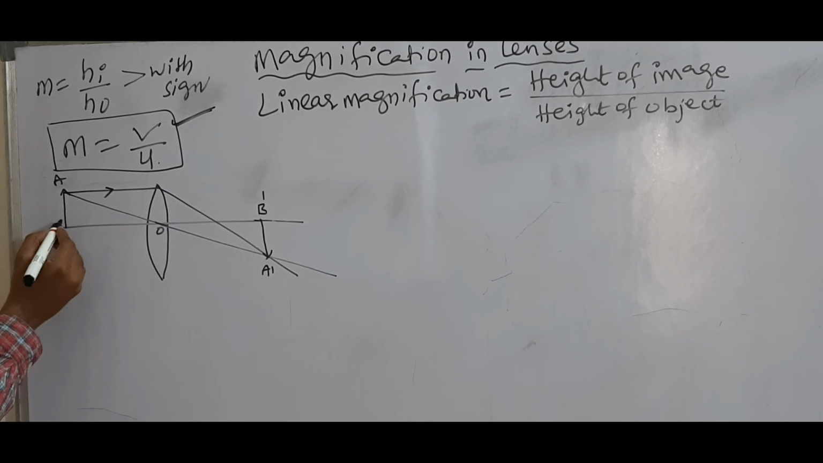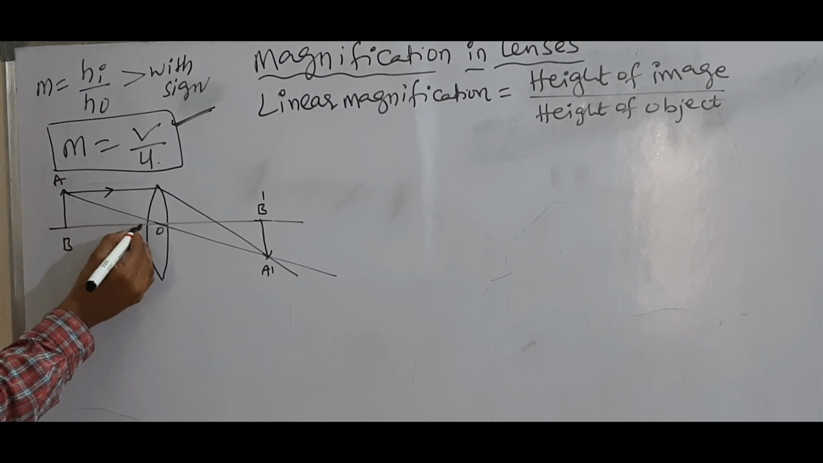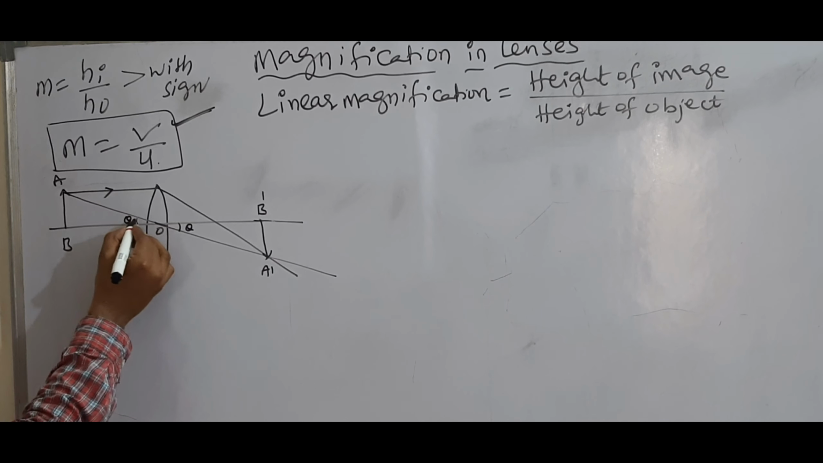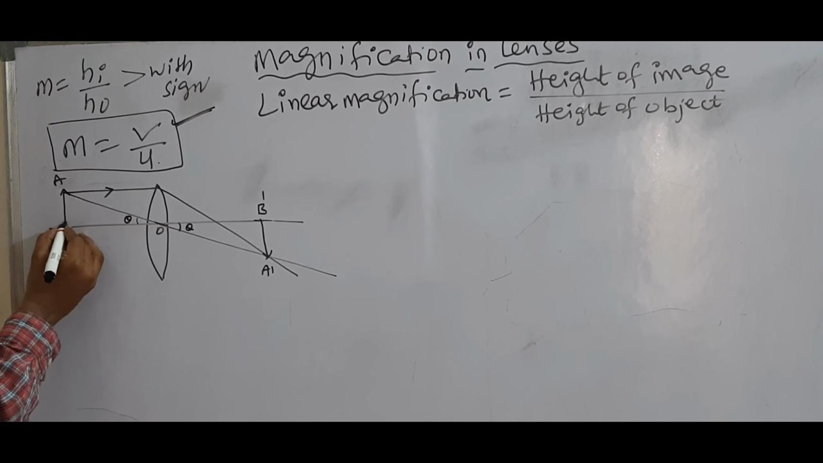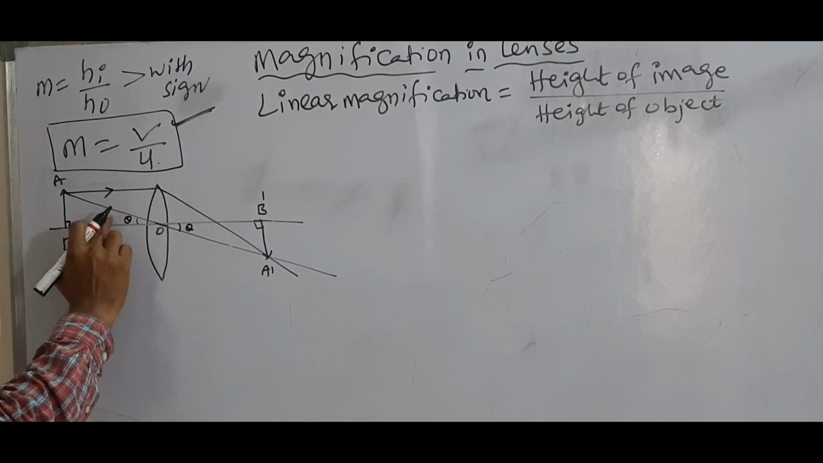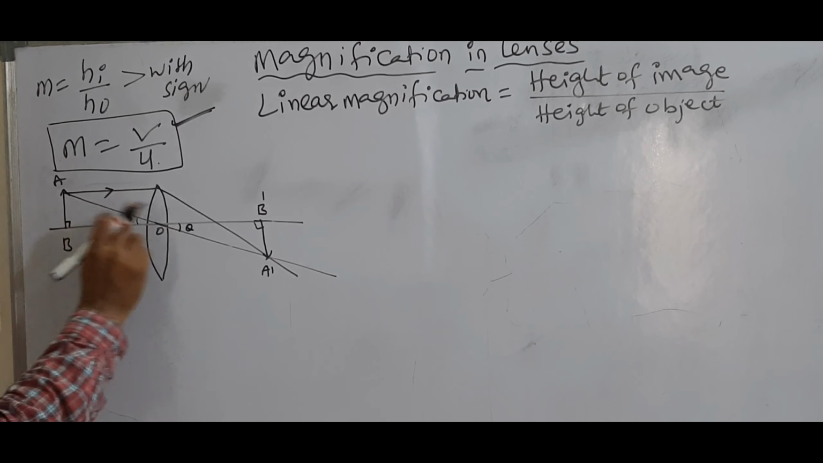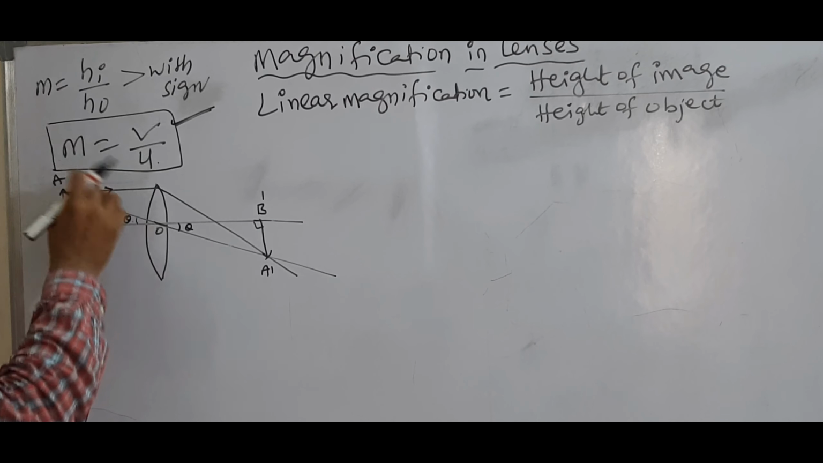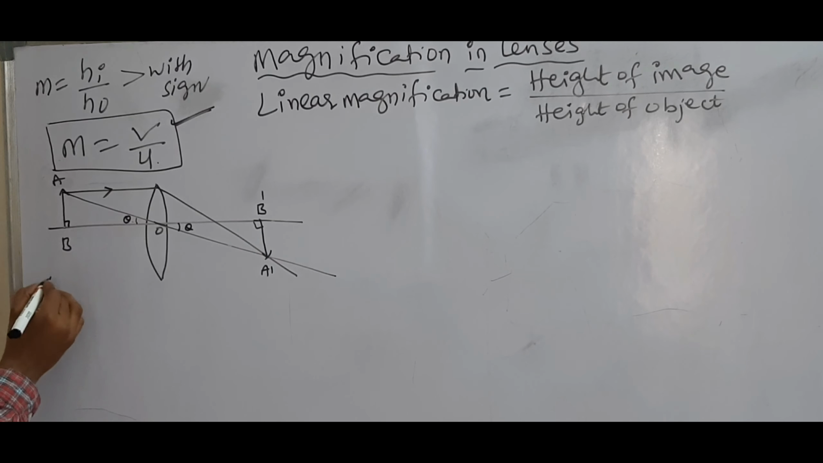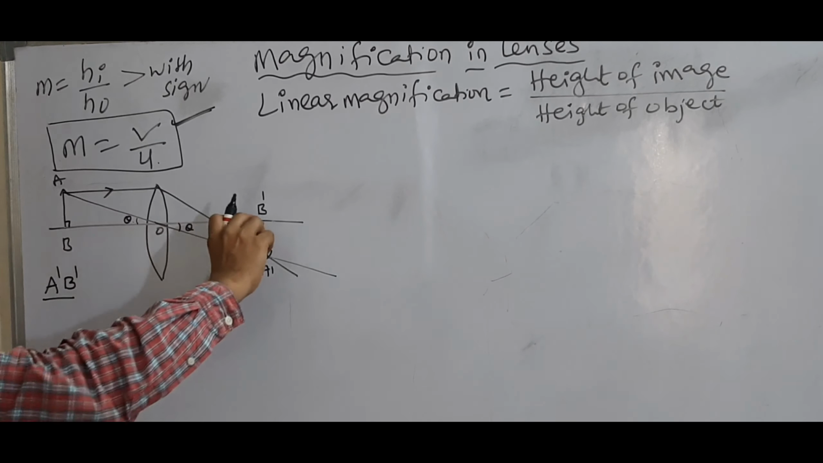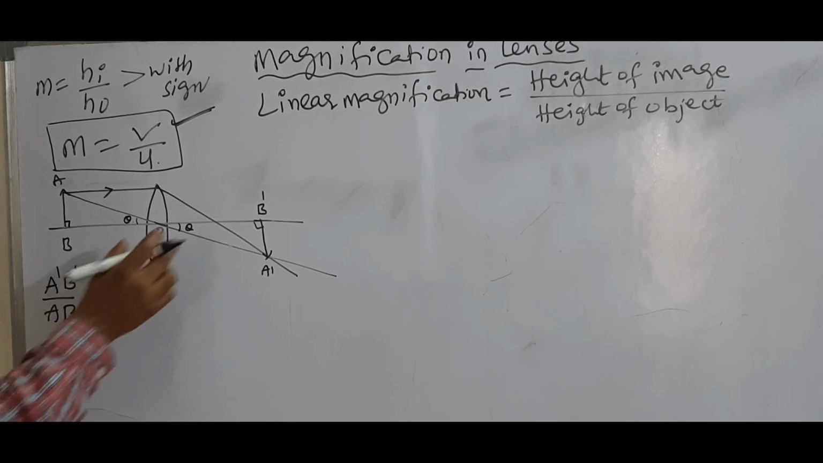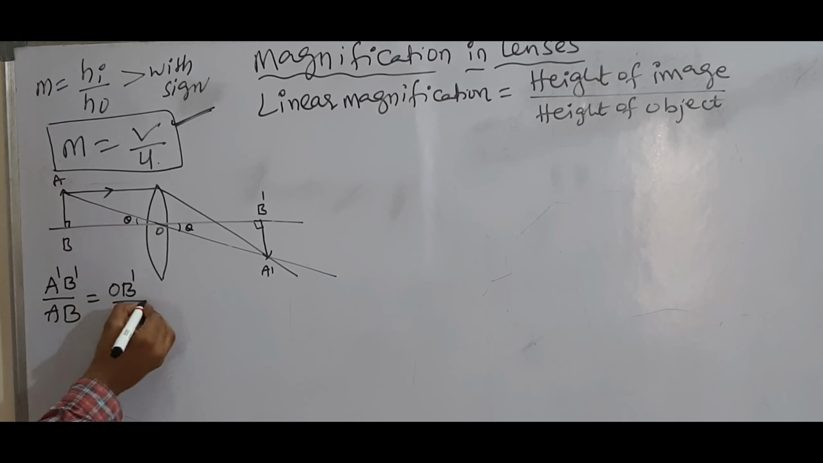See here, two triangles. One is ABO, another one is A'B'O. Here an angle and here an angle. These two angles are vertically opposite angles, and here this angle is 90 degrees. So these two triangles are similar triangles. If two triangles are similar, the ratio of their corresponding sides is also equal. So right here, A'B' by AB is equal to OB' by OB.